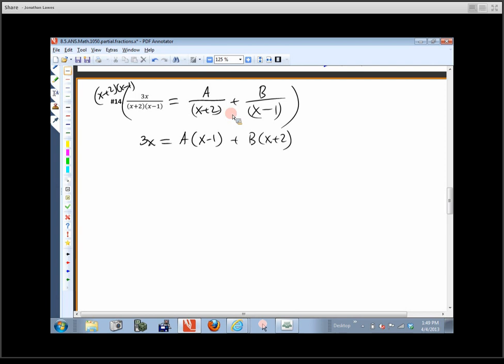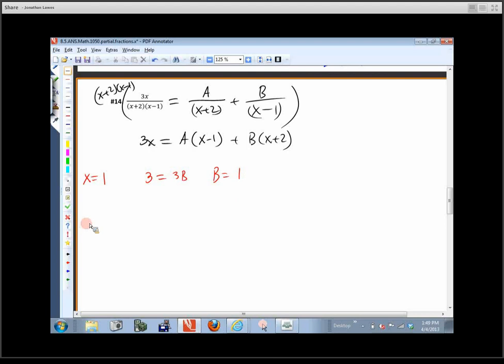How many undetermined coefficients do we have? 2. How many convenient zeros do I have? 2. This is going to be easy. We're going to get both of them using the convenient zeros method. So I'm going to take x equals, what am I going to plug in first? Probably a 1. Let's plug in a 1. If I do that, I get a 3. Am I going to write this? No. I'm going to plug in a 1 and I get 3B. So that tells me B equals 1. I'm in good shape there.